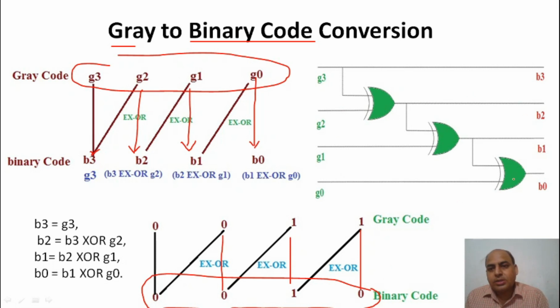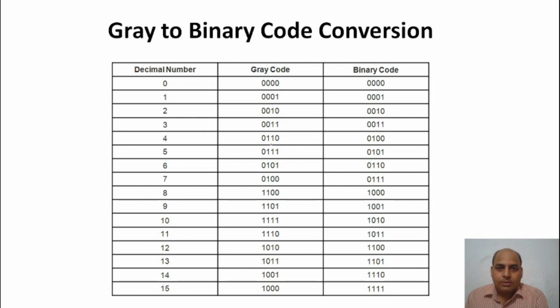This is the equivalent circuit. How do we draw the circuit equivalent for any Boolean equation? We will study in detail how to draw the circuit of any Boolean expression in coming lectures. This is the table showing the gray code and equivalent binary codes.